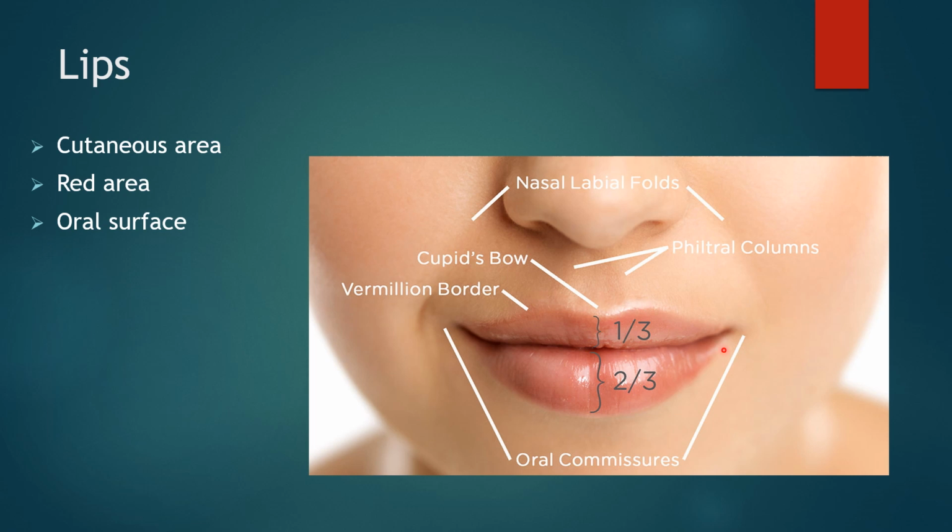Another thing you can appreciate, this is the vermilion border. This is the junction between the red area and the cutaneous area. You can also see the cupid's bow over here. The philtral columns are present, and these are the oral commissures.